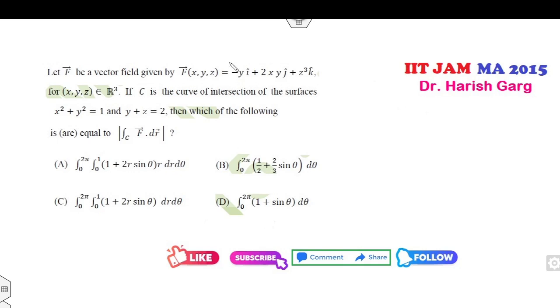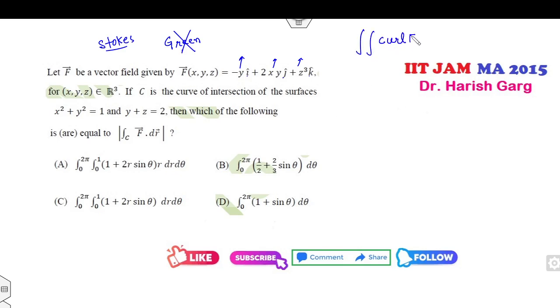Okay, look at this another one. Let's see. Okay, it's a polynomial. Can you apply the Green theorem? No. Why? Because it's 3 dimensional. So you have to apply the Stokes theorem. What is the Stokes theorem?